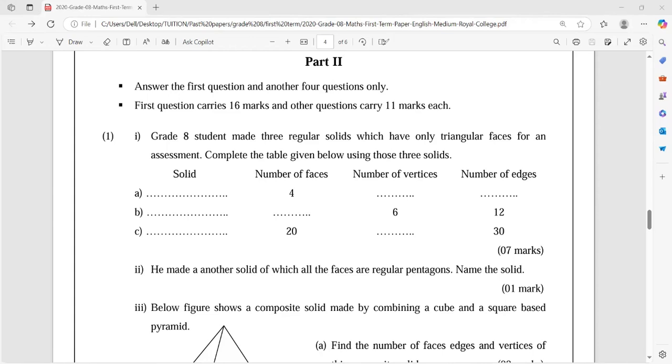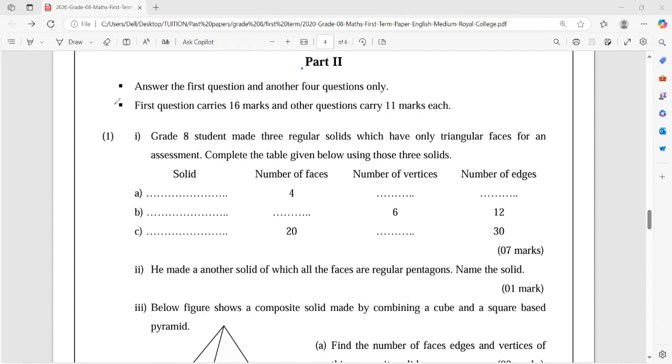Okay, dear children, here we are going to discuss part 2 of the paper. This is the Royal College paper 2022, grade 8, first term test. So let's answer the questions, and I will explain how to answer all the questions.